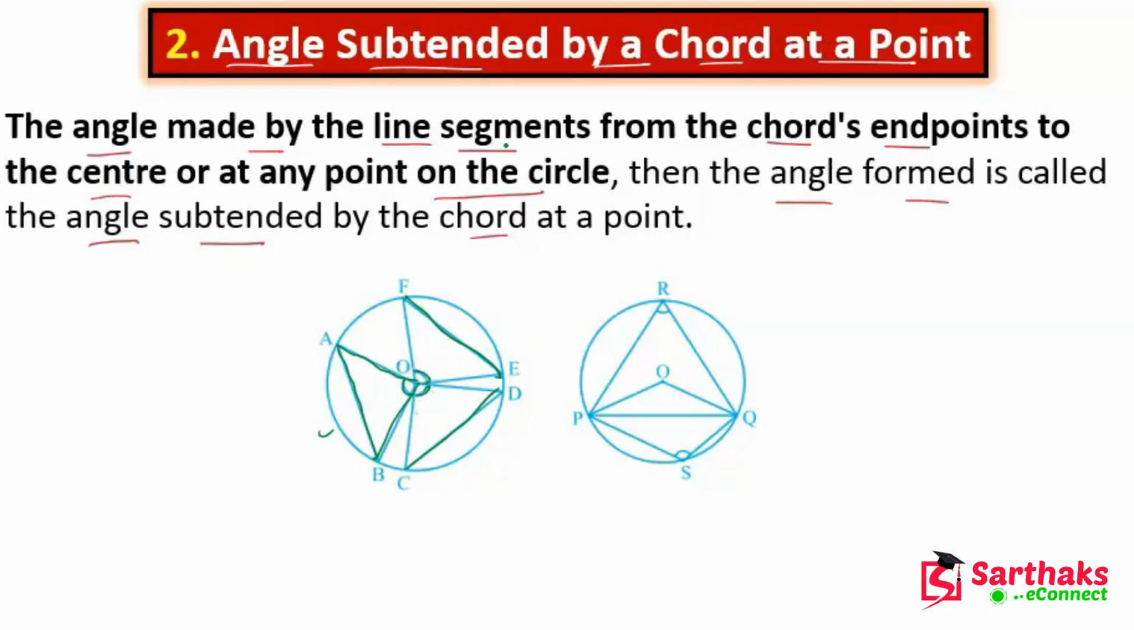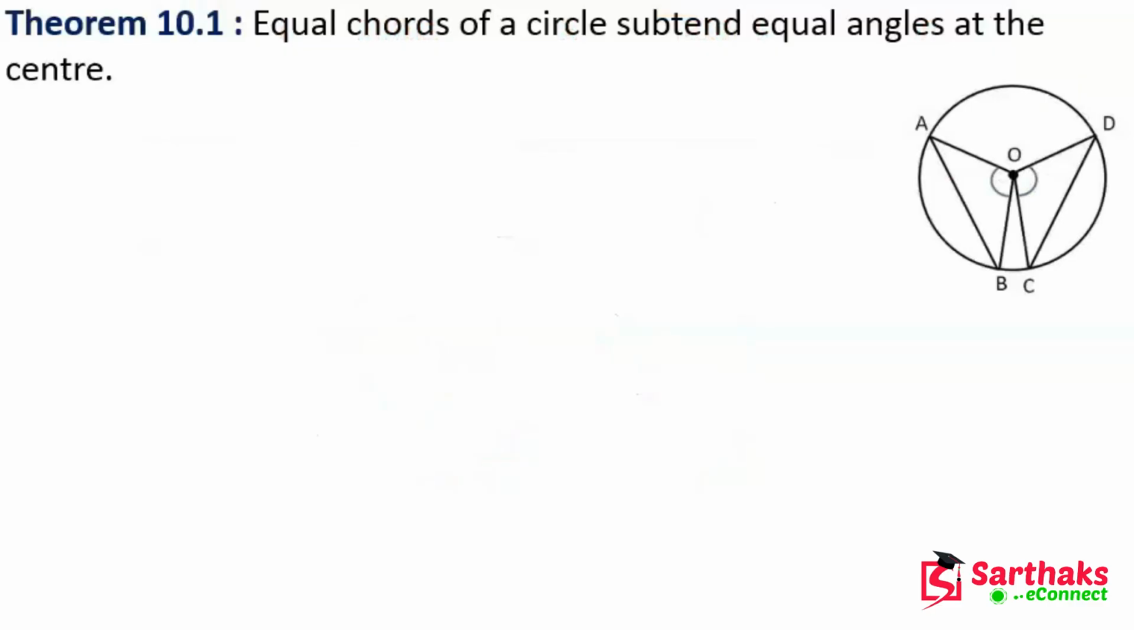So the angle made by the line segments from the chord's endpoints at the center or at any point on the circle. Like here, you can see this is PR and this is QR. These two line segments are chords, and from the endpoints of these chords, the angle is formed on the circle. So this is this angle. I hope you understand these things. Now let's see the theorem based on this.